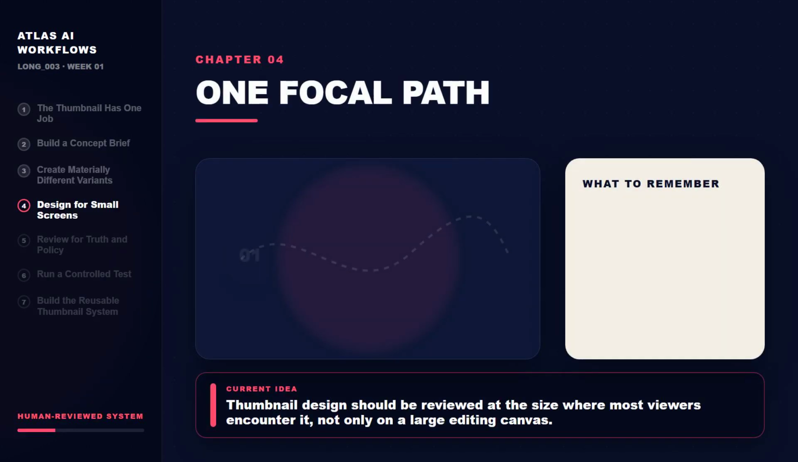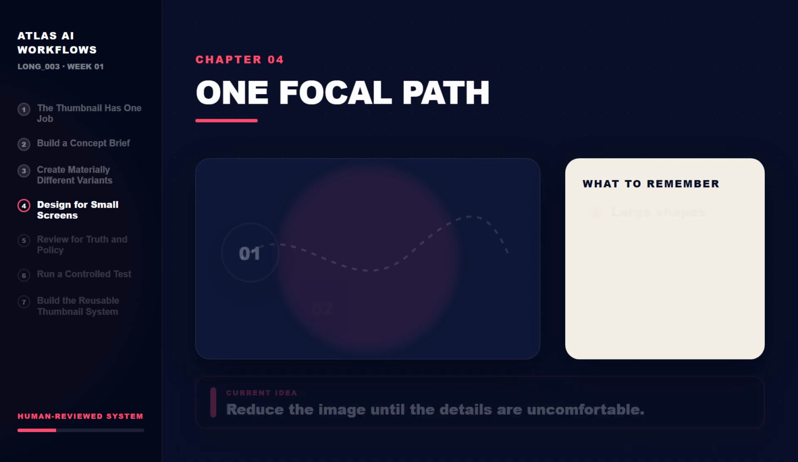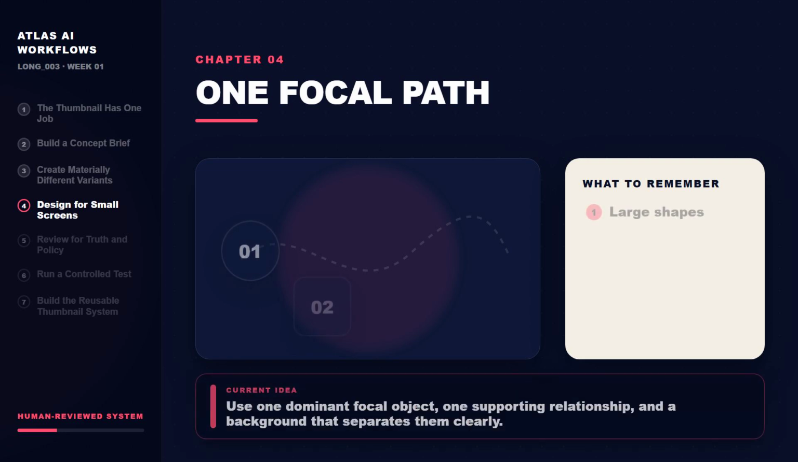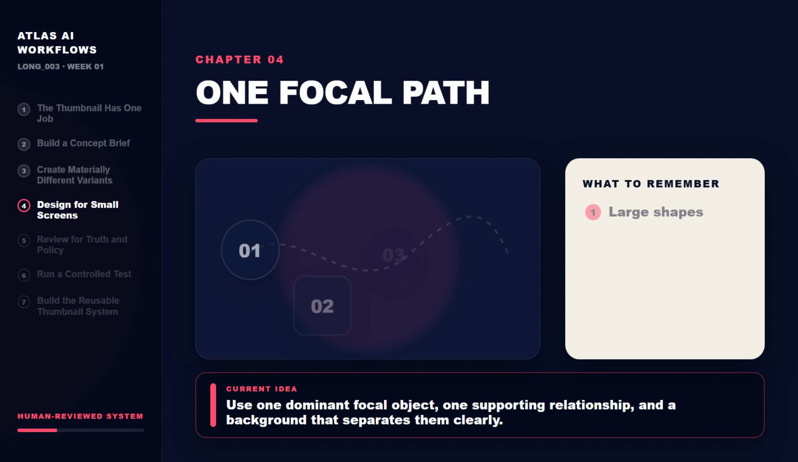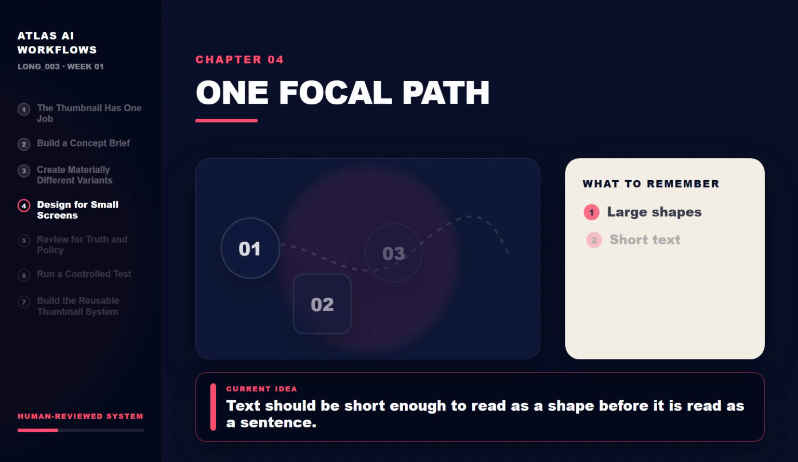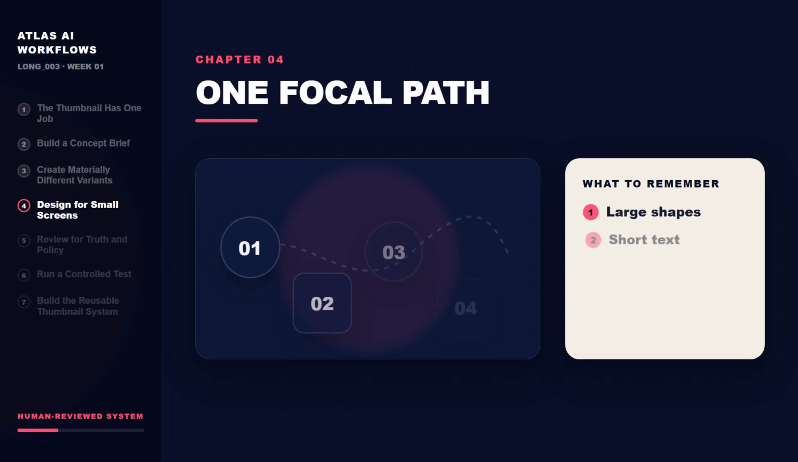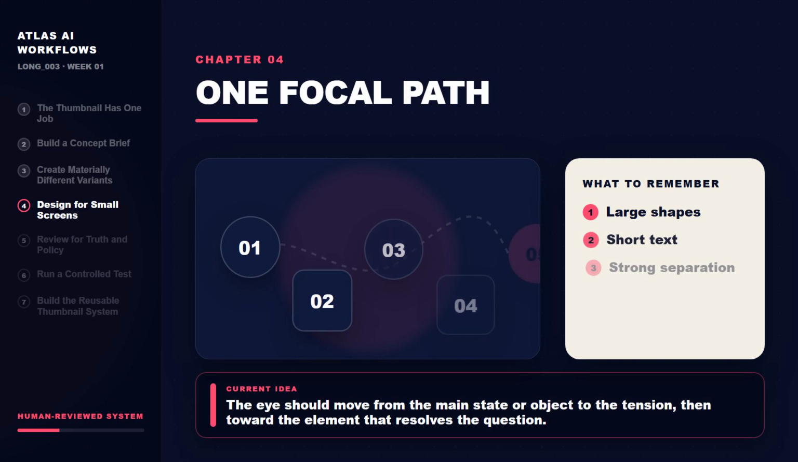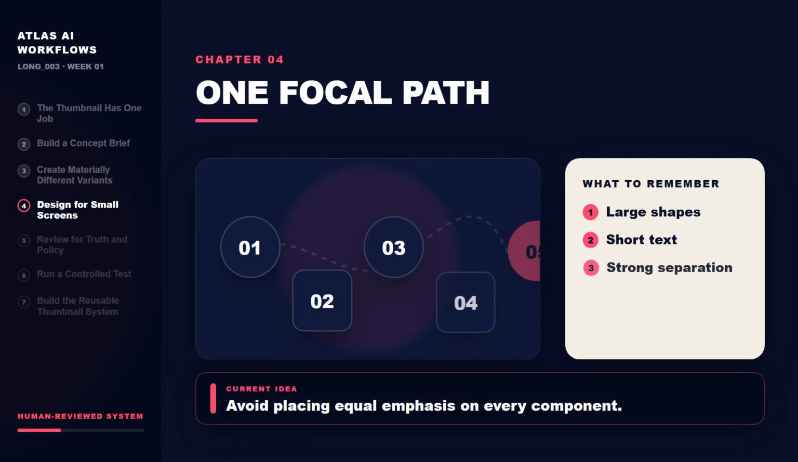Thumbnail design should be reviewed at the size where most viewers encounter it, not only on a large editing canvas. Reduce the image until the details are uncomfortable. The concept should still survive. Use one dominant focal object, one supporting relationship, and a background that separates them clearly. Text should be short enough to read as a shape before it is read as a sentence. If the image needs 8 words to explain the concept, it is not visual enough. Check the reading path. The eye should move from the main state or object to the tension, then toward the element that resolves the question. Avoid placing equal emphasis on every component.